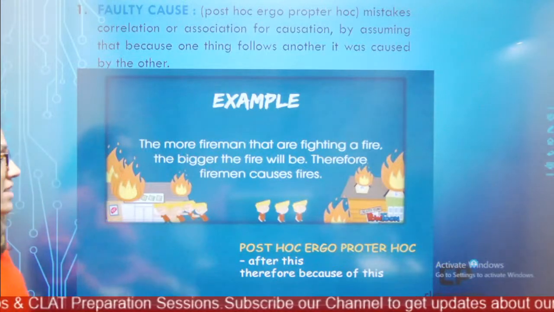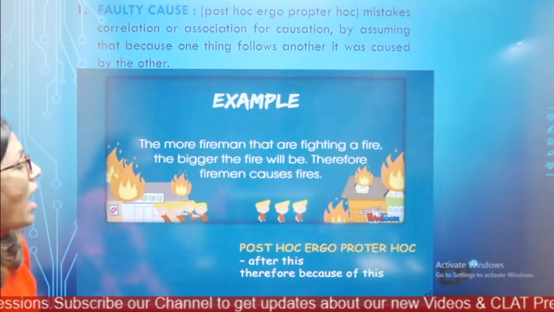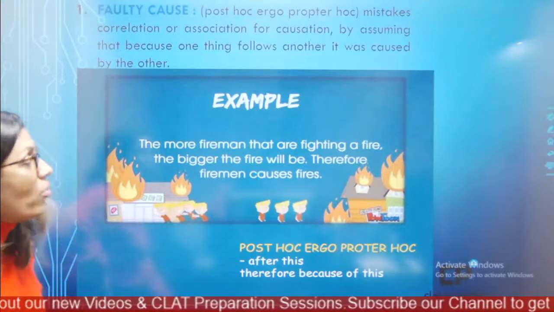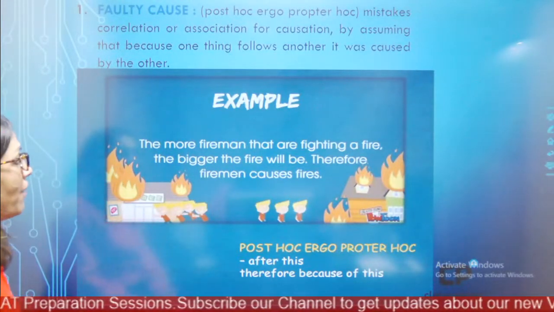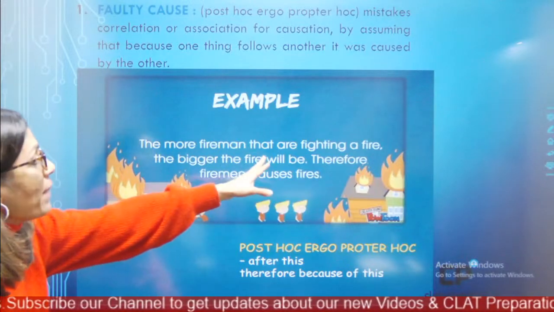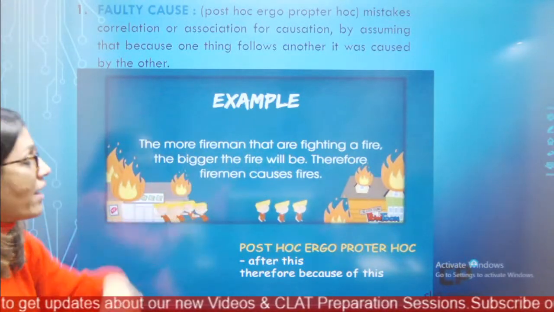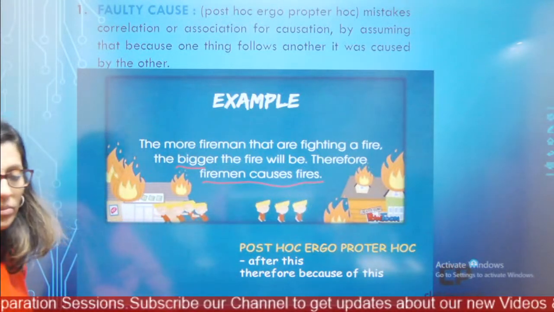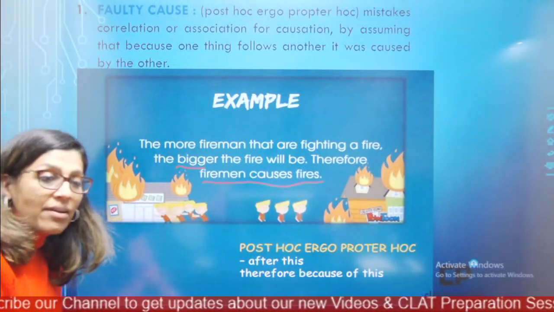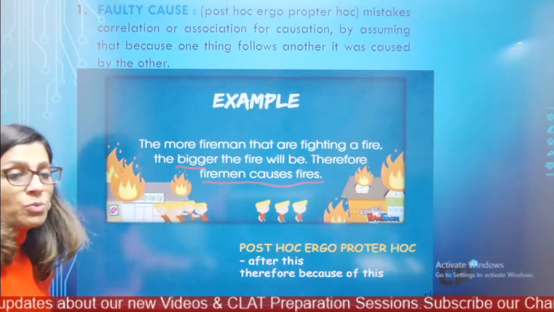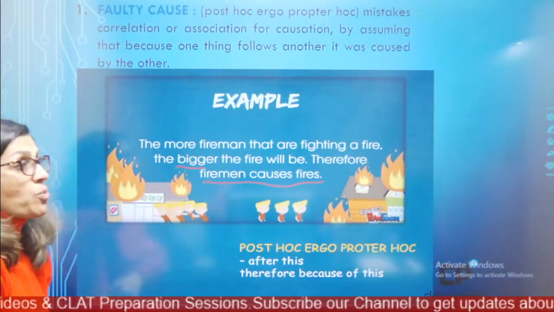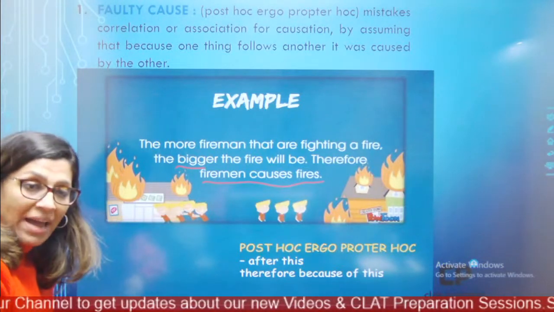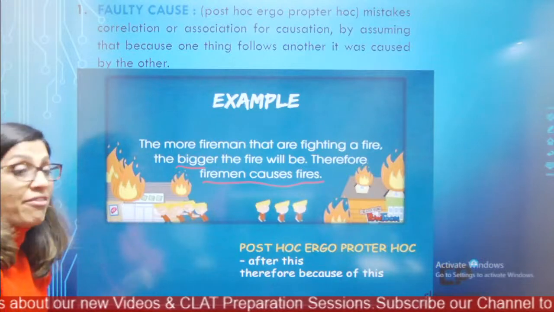So faulty cause says just because something happened afterwards does not mean it happened because of it. So look at this very interesting example. As more and more firemen are fighting the fire, the bigger is the fire. So are the firemen causing the fire? Isn't it completely bizarre? The fire is bigger because probably something burst inside or it just spread, right? It became bigger after the firemen started fighting. It does not mean that the firemen have caused it.